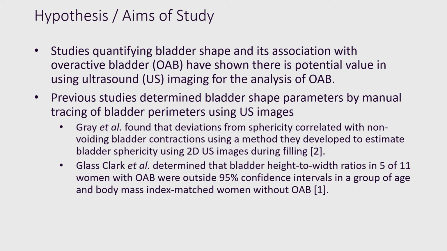Our study originated from multiple recent studies that have highlighted the potential value in using non-invasive ultrasound imaging for the analysis of overactive bladder, specifically studies that have quantified bladder shape and its association with OAB. For example, one group found a correlation between deviations from sphericity and non-voiding bladder contractions using a method they developed using 2D ultrasound images. Another study found that bladder shape parameters in 5 of 11 OAB participants were outliers when compared to a group of age and BMI matched women without OAB.